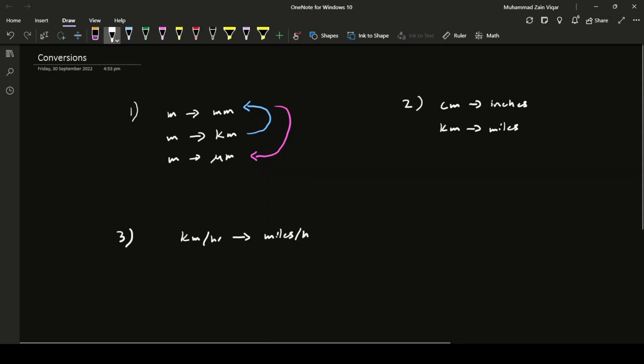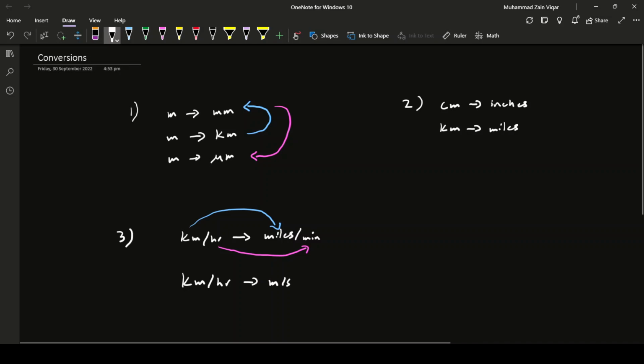Or, let's just say, kilometers per hour to miles per minute. Obviously you won't be asked to do this much, but since we're just understanding what types of conversion we can do, this type of conversion could be this. In this case, you're expected to change the units from hours to minutes, and also change the unit from kilometers to miles. And another case could be to simply convert kilometers per hour to meters per second. So you could see the difference between the two.